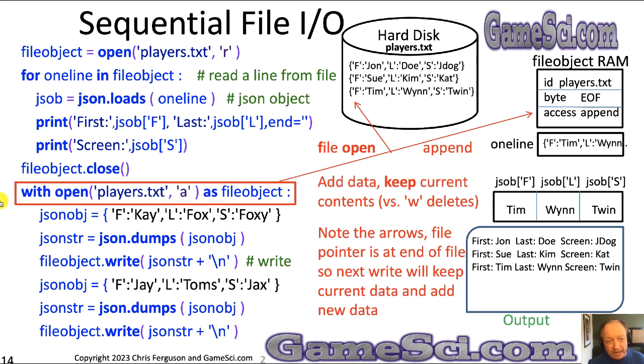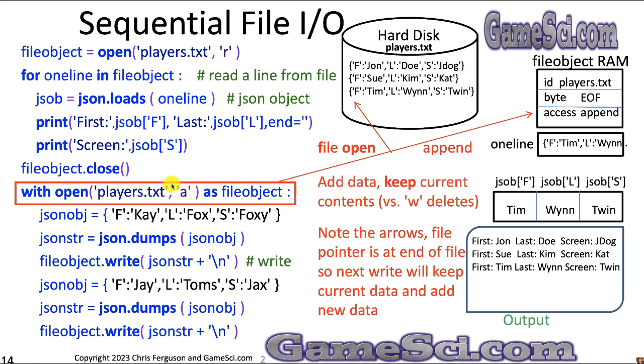Let's do another example. With open players.txt, append mode as file object. This is new and this is different. File open with append mode this time. Notice how we're at the end of the file and we are in append mode. We're going to add data to this file, so we're going to keep the current contents of the file.